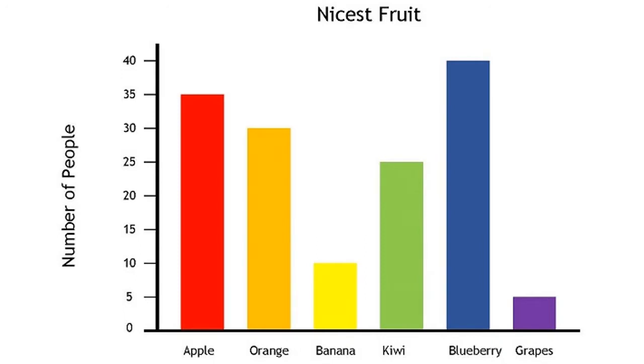These numbers are always based on a scale that tells the reader how the results are measured. For example, 1 unit on the scale might mean 1 person. It could also mean 10 people. It's important to pay attention to the scale when reading a bar graph.